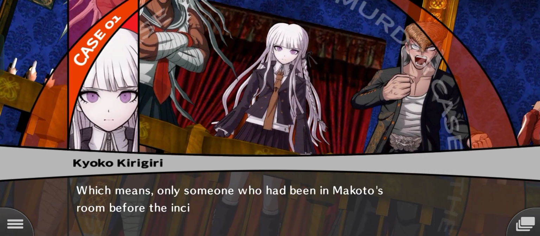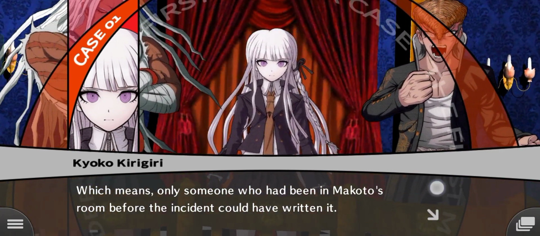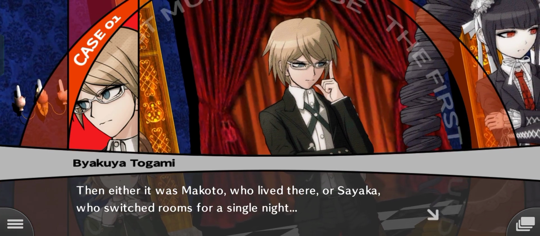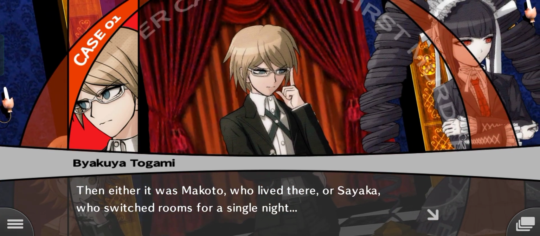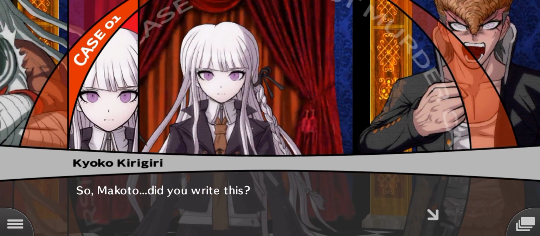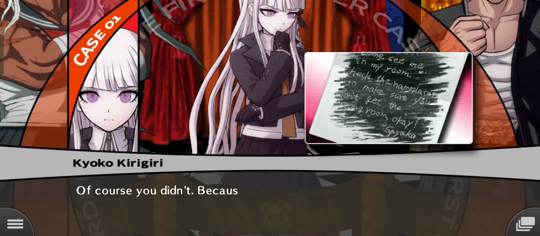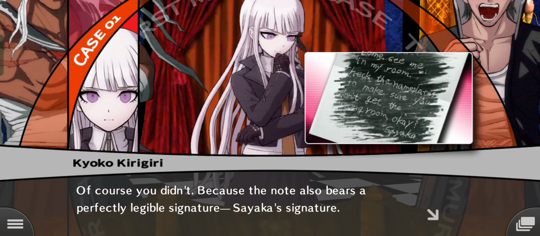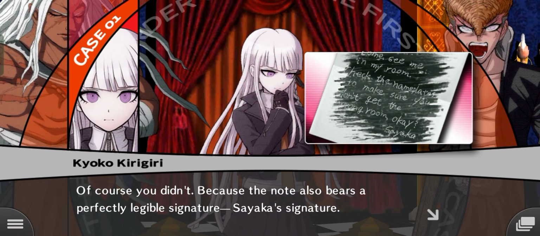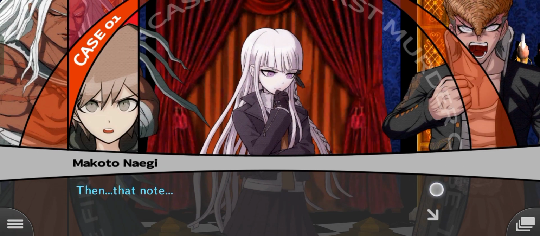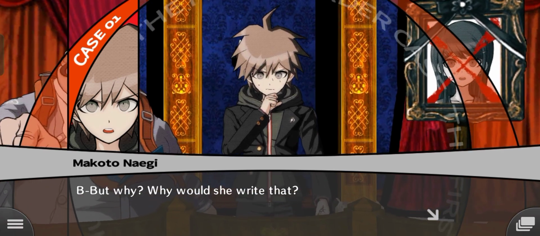Huh? Which means only someone who had been in Makoto's room before the incident could have written it. Then either it was Makoto who lived there, or Sayaka who switched rooms for a single night. So, Makoto, did you write this? No, I didn't. Of course you didn't, because the note also bears a perfectly legible signature. Sayaka's signature. But why? Why would she write that?